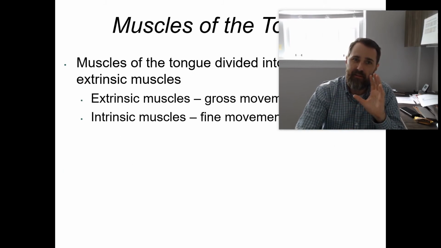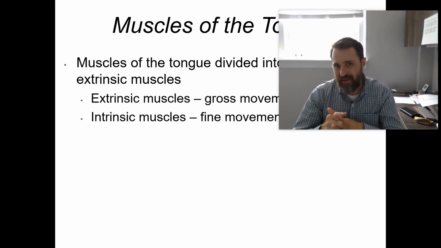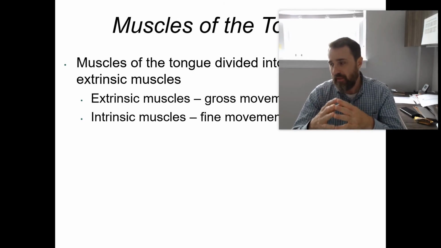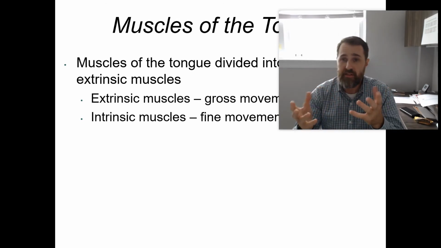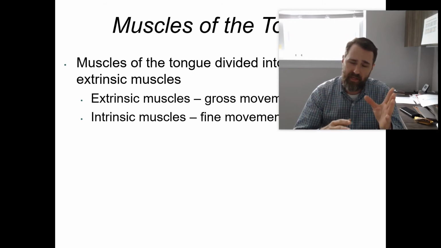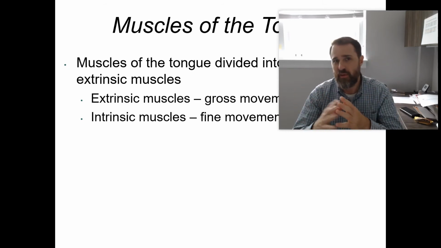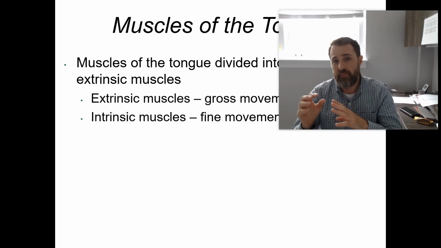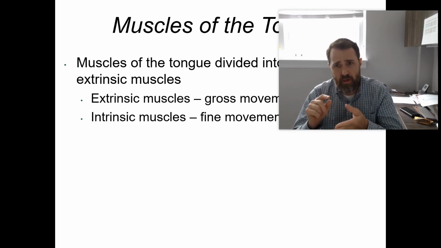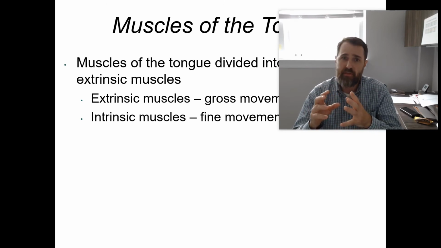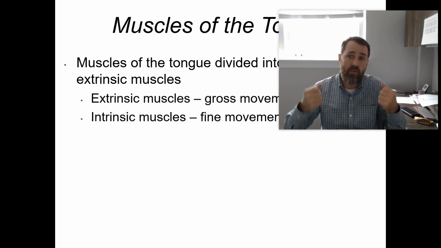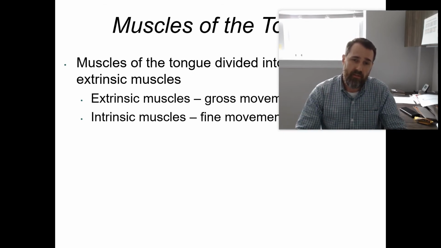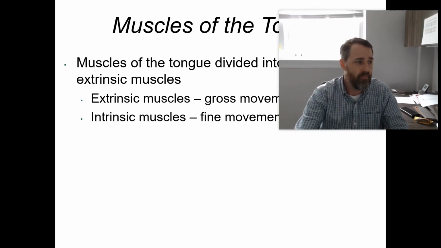All right, so moving on now into the muscles of the tongue. Like the muscles of the larynx, the muscles of the tongue are also divided into intrinsic and extrinsic muscles. The intrinsic muscles of the tongue are responsible for small, fine movements of the tongue. The extrinsic muscles are responsible for gross movements of the tongue, meaning large movements of the tongue.